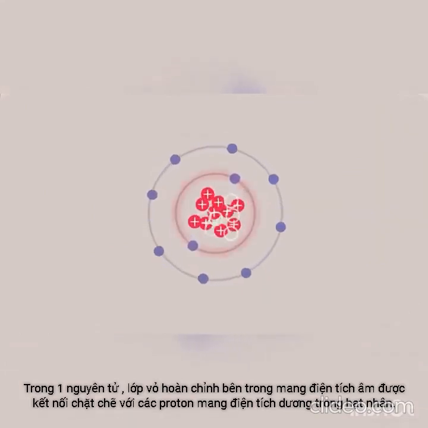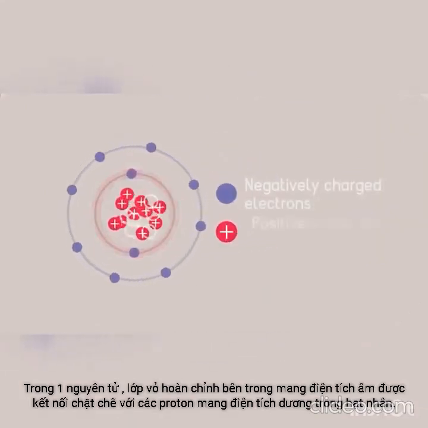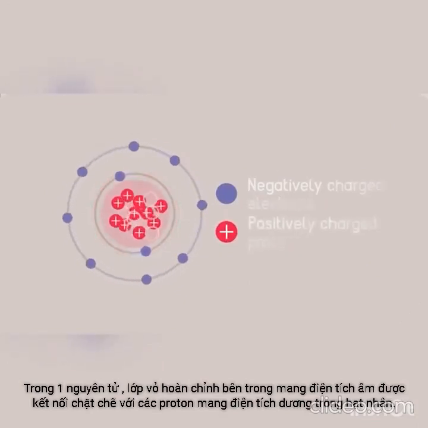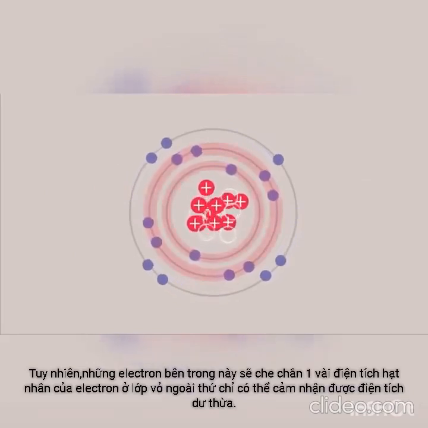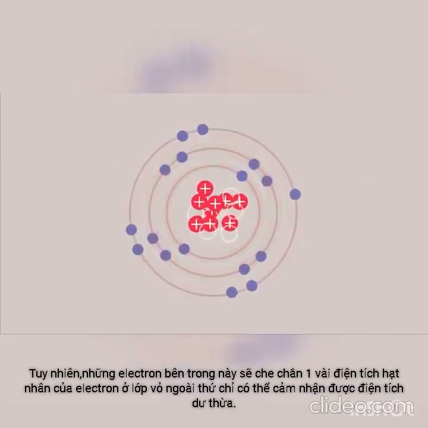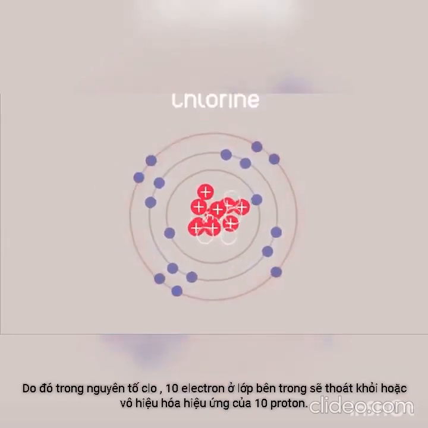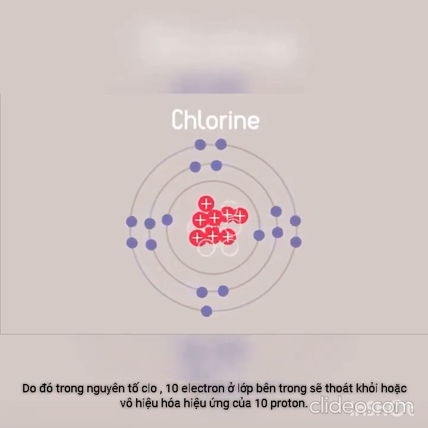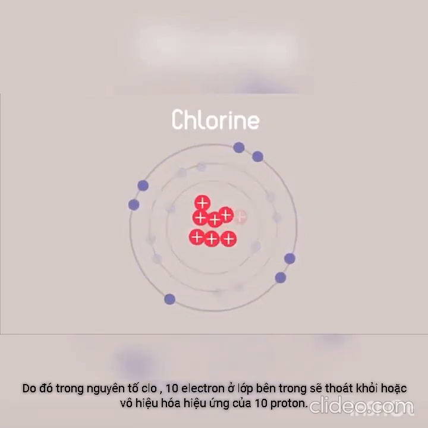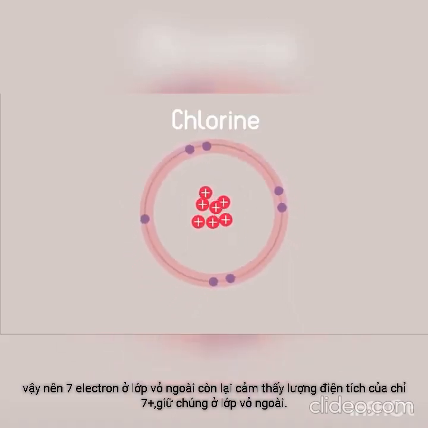In an atom, the inner complete shells of negatively charged electrons are held tightly by the positively charged protons in the nucleus. However, the outer electrons will feel some of this nuclear charge, but the inner electrons will cancel out or neutralize the effect of the nuclear charge. So the outer 7 electrons feel an effective nuclear charge of just 7 plus, holding them in the outer shell.